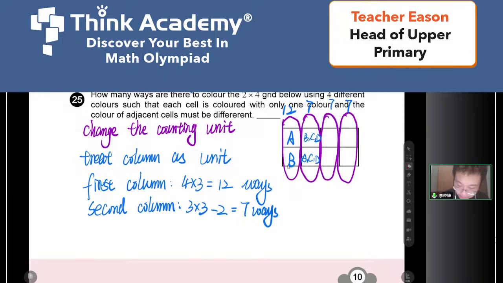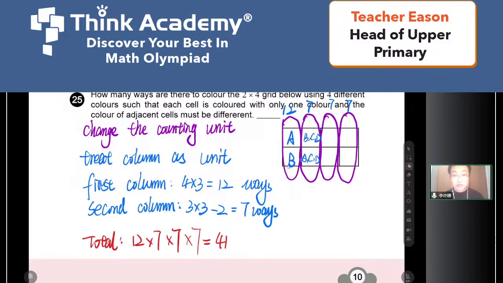So the total way of coloring is just 12 times 7 times 7 times 7, which is 4116.